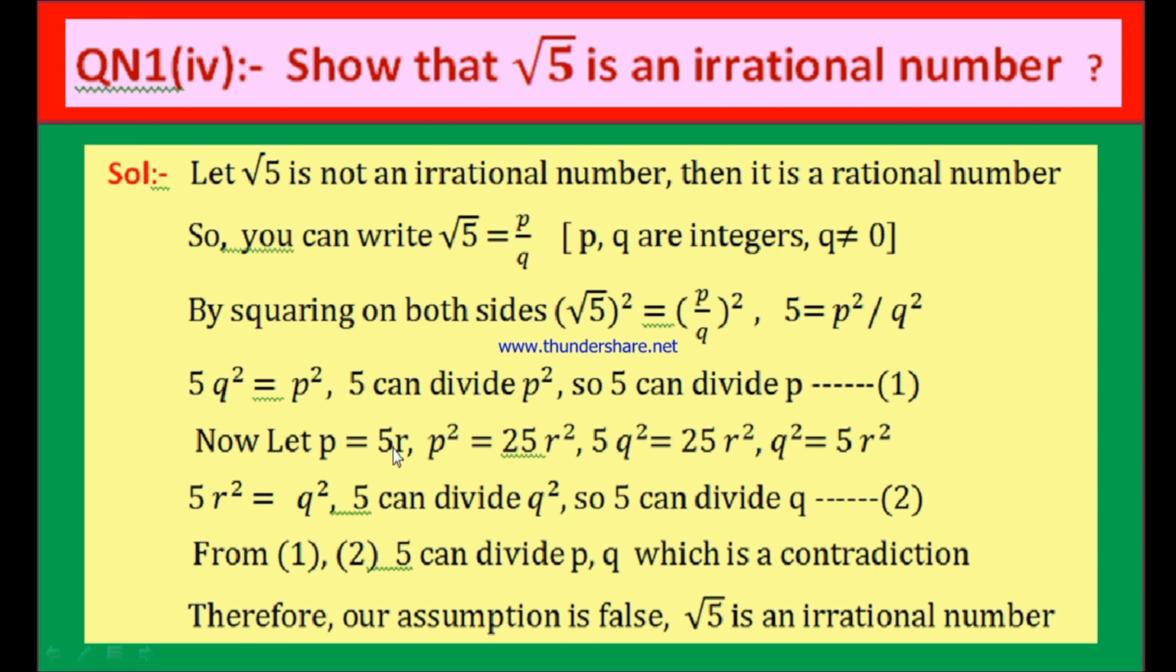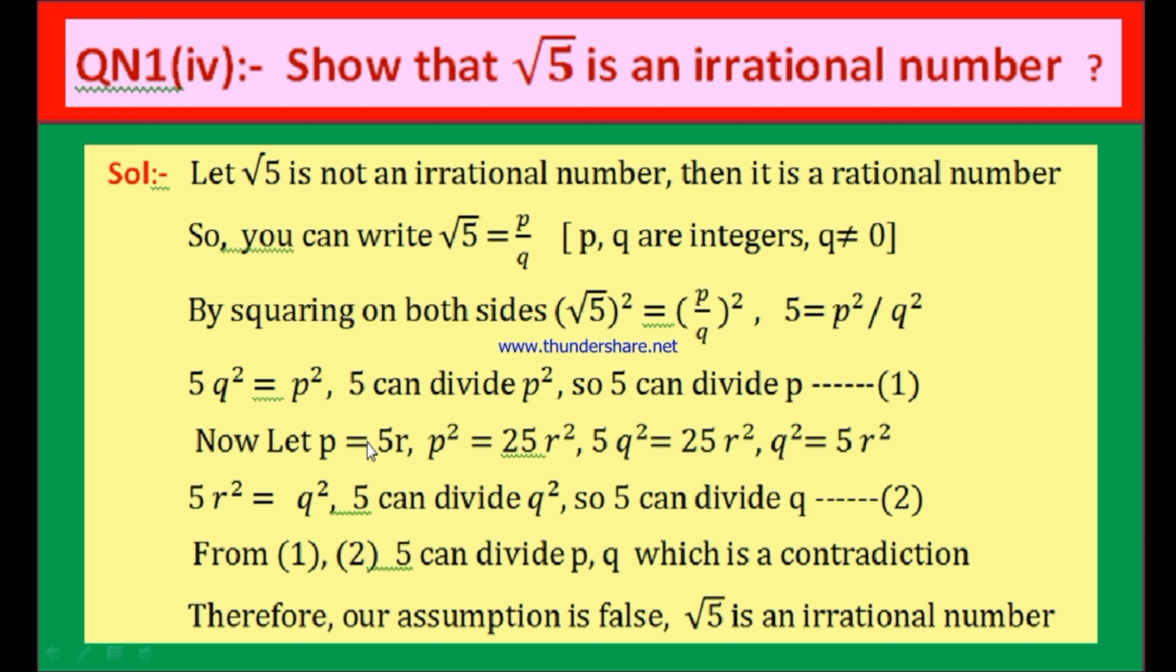Now let p be equal to 5 times r. How can I take this as 5 into r? Because 5 can divide p. Since 5 can divide p, p is in the form of 5 into something. P is a multiple of 5. Since p is a multiple of 5, p is equal to 5 times r, where r is some number. P is equal to 5r.